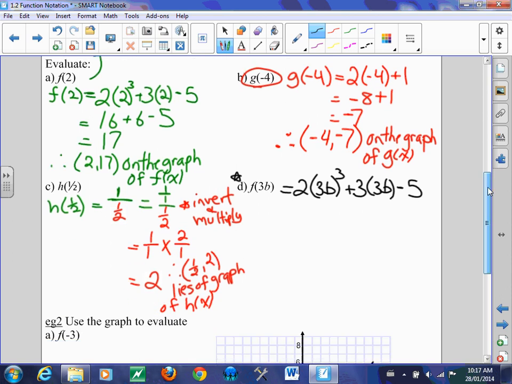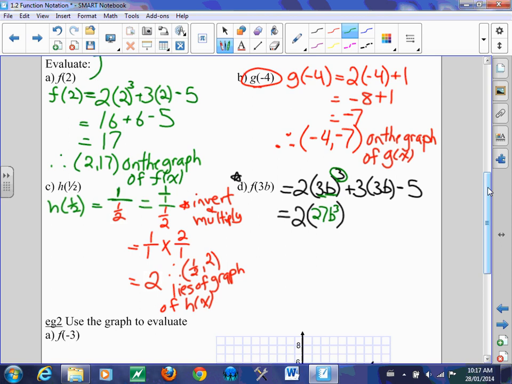Got the exponents up there. And this is where students, I run into trouble. The 2 is fine, but when you multiply through here, just remember that this cubed affects both the b and the 3. So 3 times 3 times 3 is 27, and b times b times b is b cubed. That's where I run into trouble.